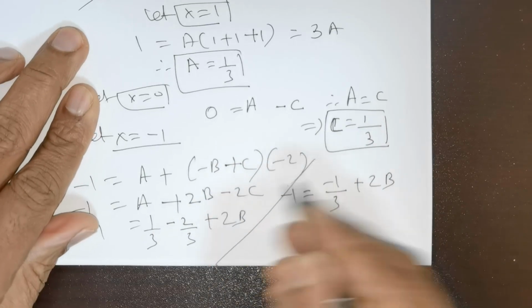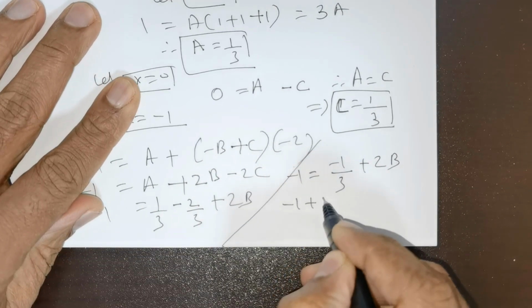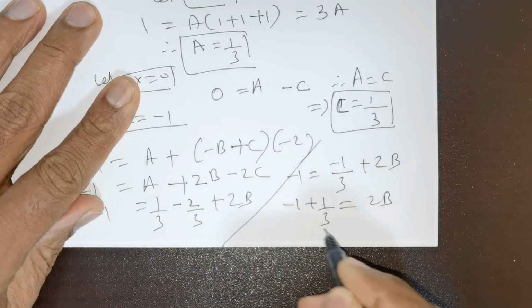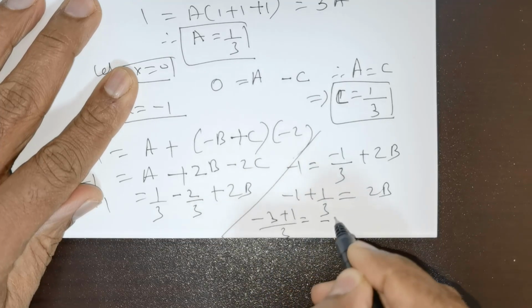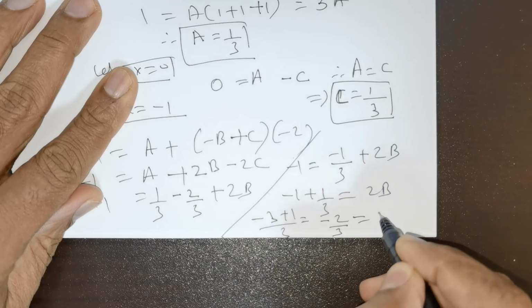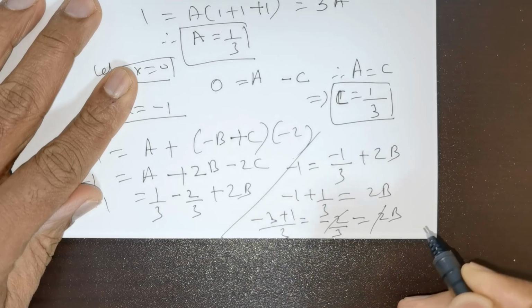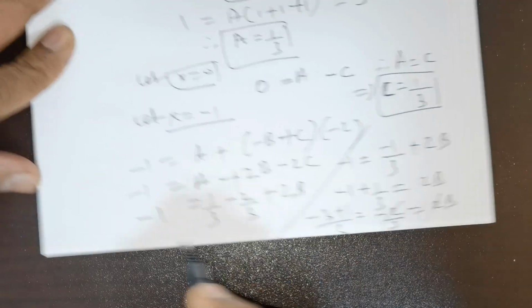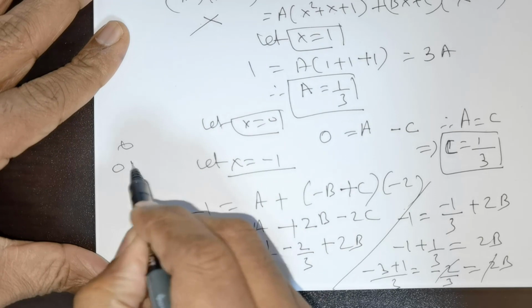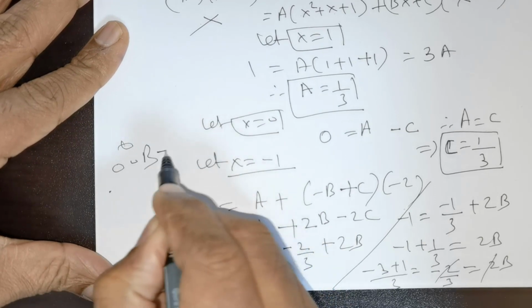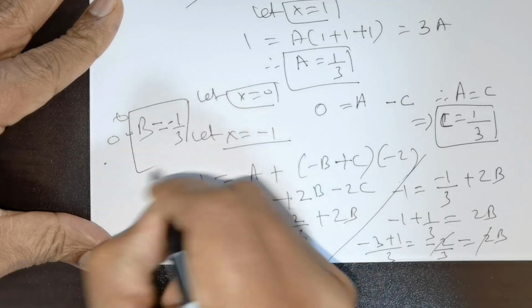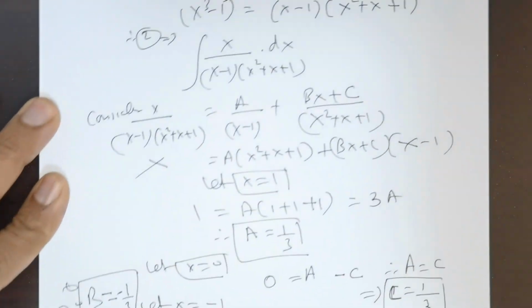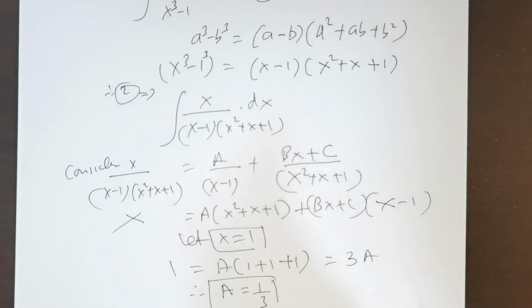You have a negative 1. Push this to the other side, you get negative 1 plus 1 over 3 is equal to 2 times b. This is negative 3 plus 1 over 3, which is negative 2 over 3, equal to 2 times b. The 2 gets cancelled. Therefore the value of b, let me write that down, b is equal to negative 1 over 3. Okay, so I will substitute the a value, b value, c value.